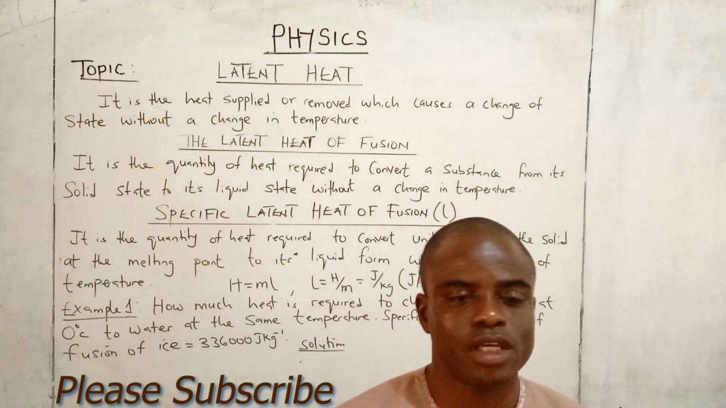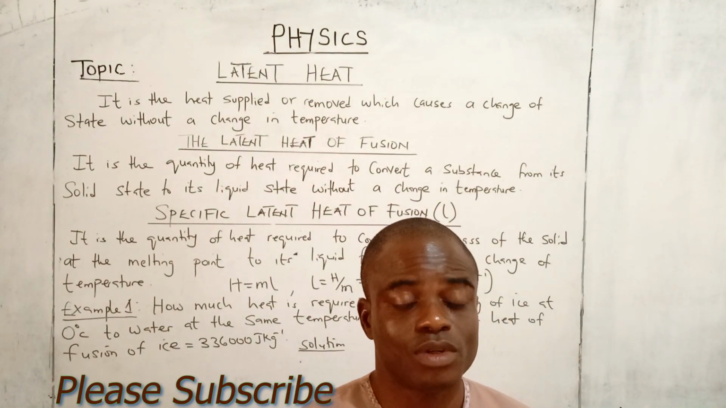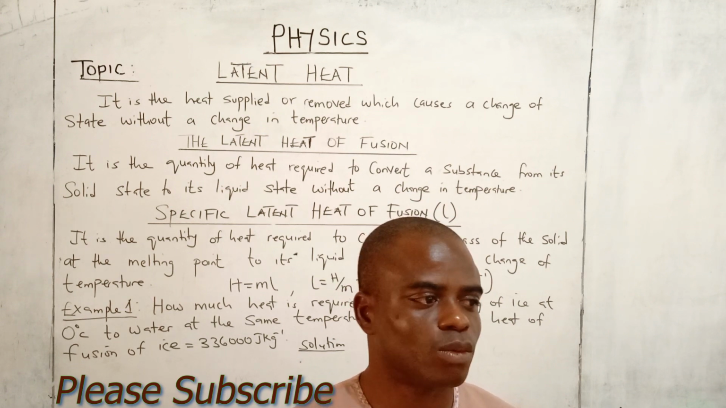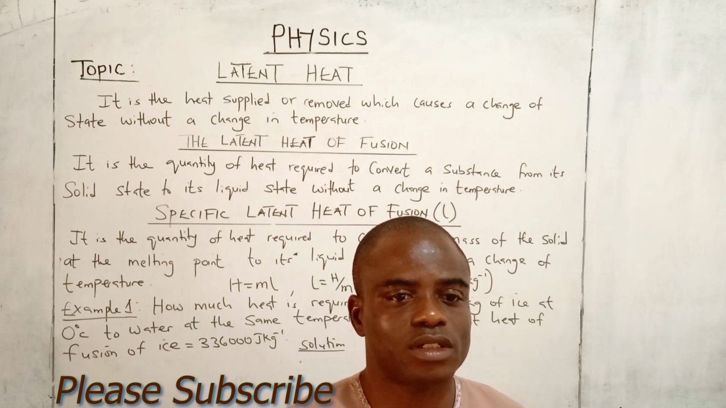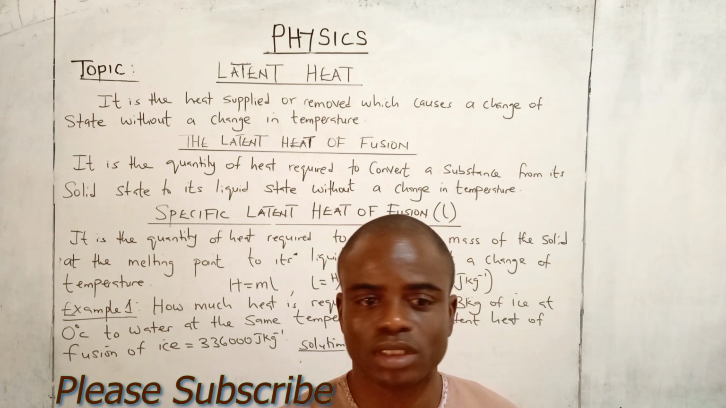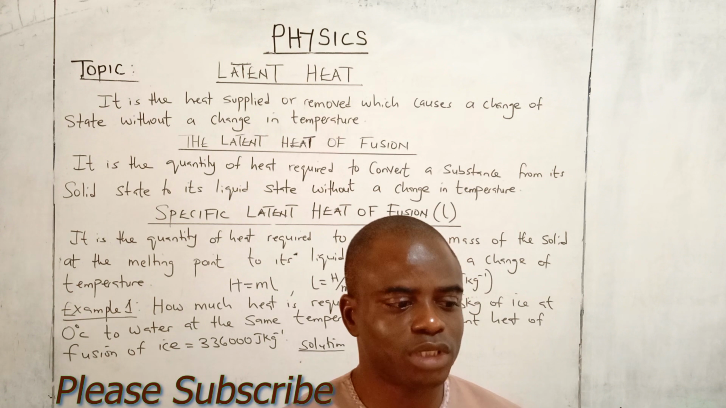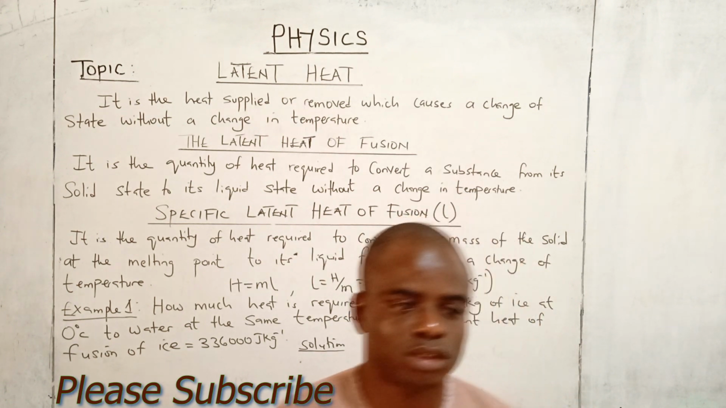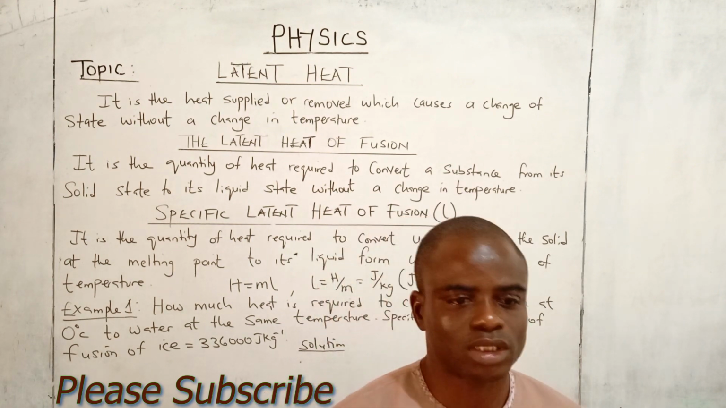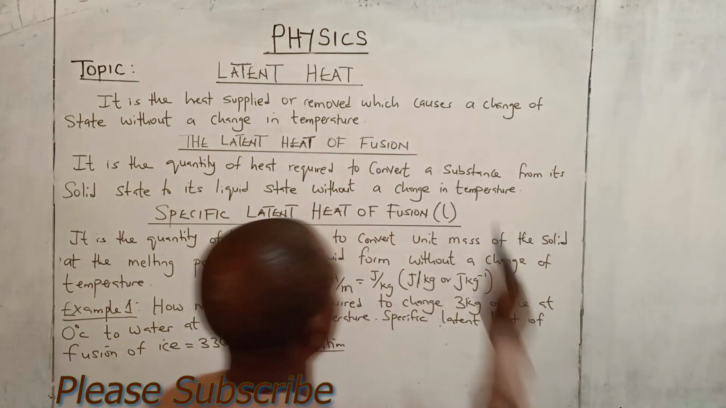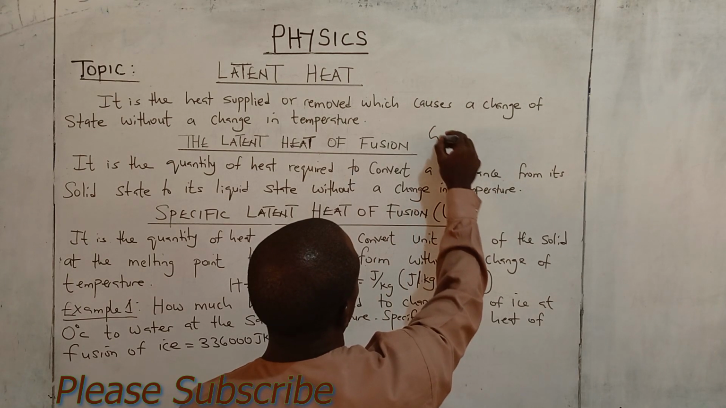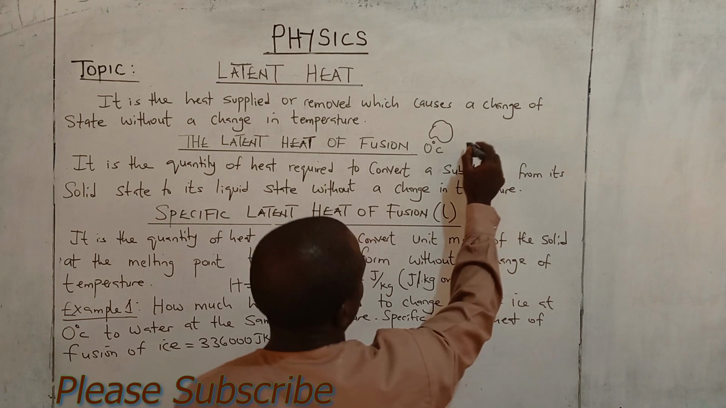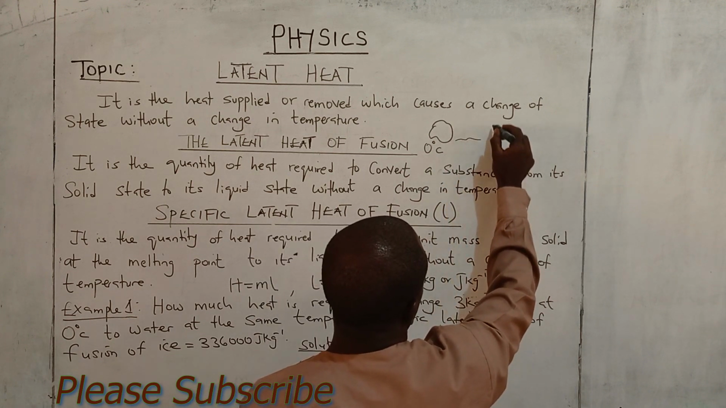Good day, students. Today we are discussing a topic which is latent heat. This one deals with an ice block in the fridge at 0 degrees centigrade, the melting point. What happens when you bring it out of the fridge and put it on the table? It melts at 0 degrees centigrade.